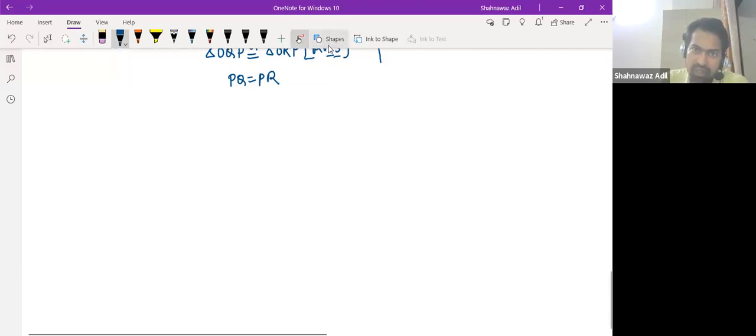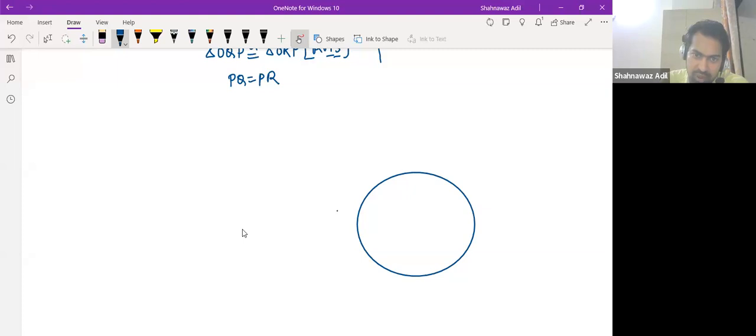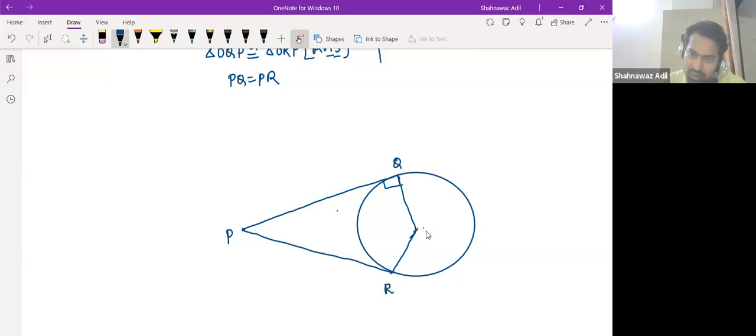Okay, so we have this circle, and we draw two tangents on this circle. So now, what is this angle, guys? 90 degrees. 90 degrees, right? Good. So this is 90, this is 90.